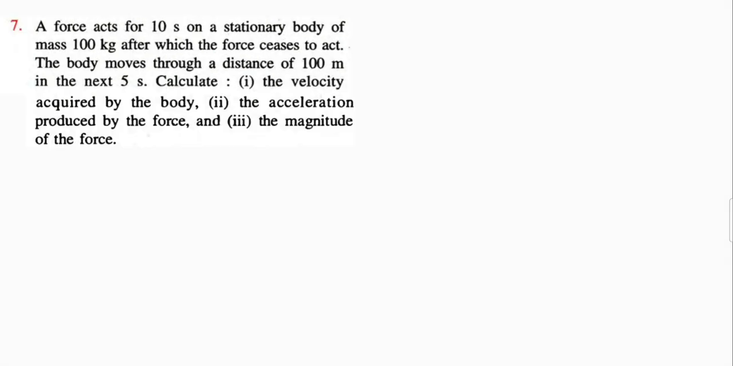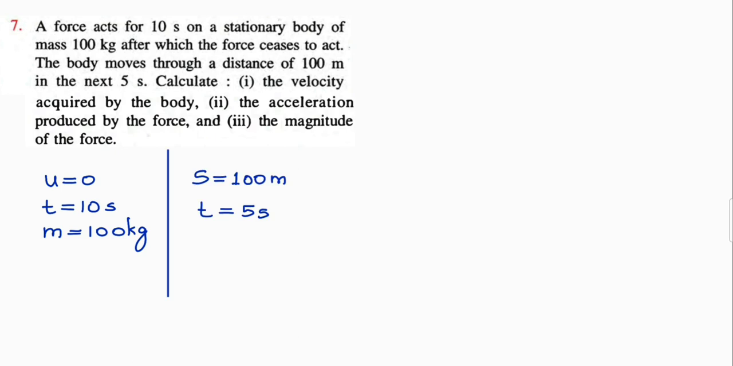Question number 7. A force acts for 10 seconds on a stationary body. Stationary body means u is equal to 0. Now the most important part of this sum is that force acts for only 10 seconds. Remember that. The body moves through a distance of 100 meters in the next 5 seconds. This is the most important part of this sum. So distance traveled is 100 meters in 5 seconds. So what is the velocity? The velocity is nothing but distance upon time. Hence the velocity acquired by the body will be 20 meters per second.